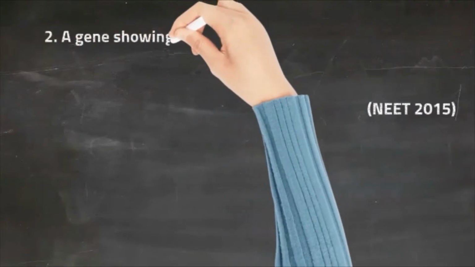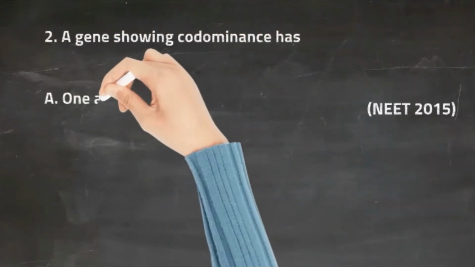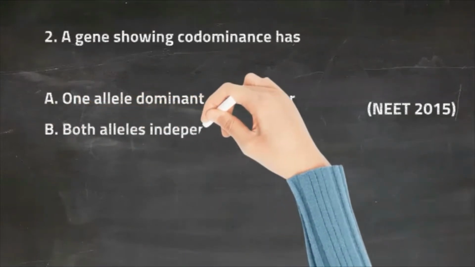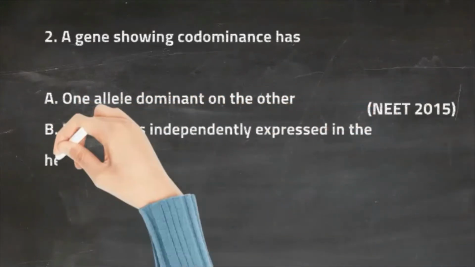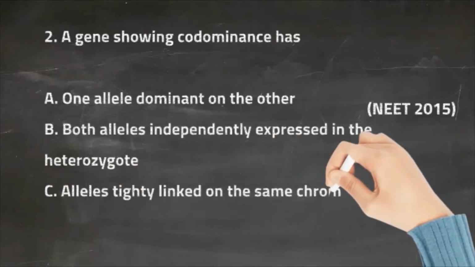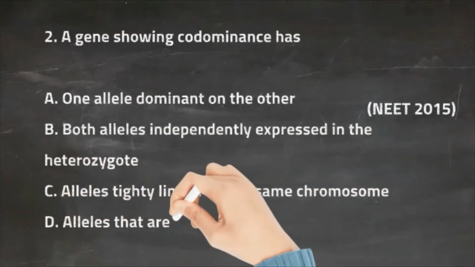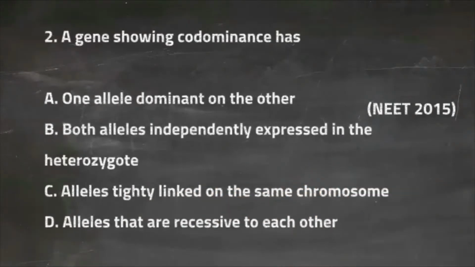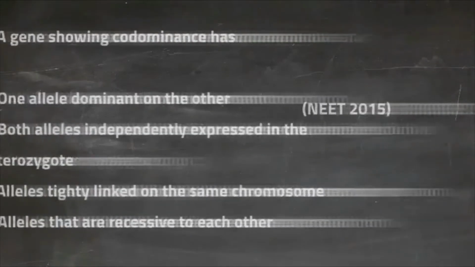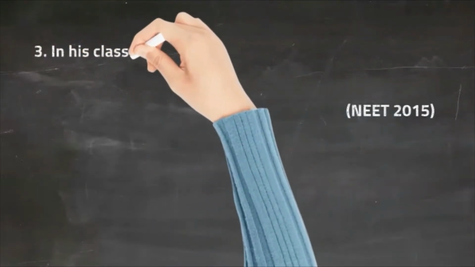The second question is: a gene showing codominance has, the first option is one allele dominant on the other. The second option is both alleles independently expressed in the heterozygote. The third option is alleles tightly linked on the same chromosome. The fourth option is alleles that are recessive to each other. So the right answer for this question is option B, that is both alleles independently expressed in the heterozygote. So let's move to the next question.